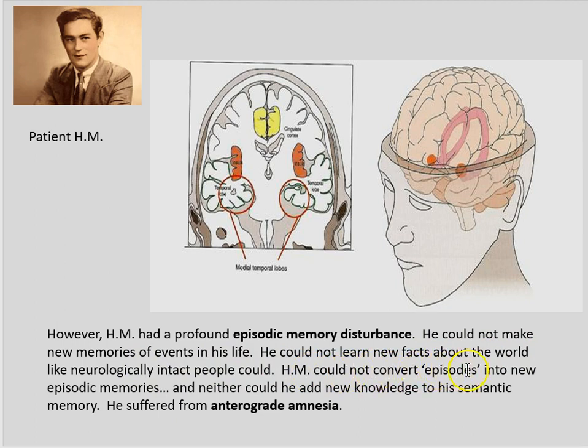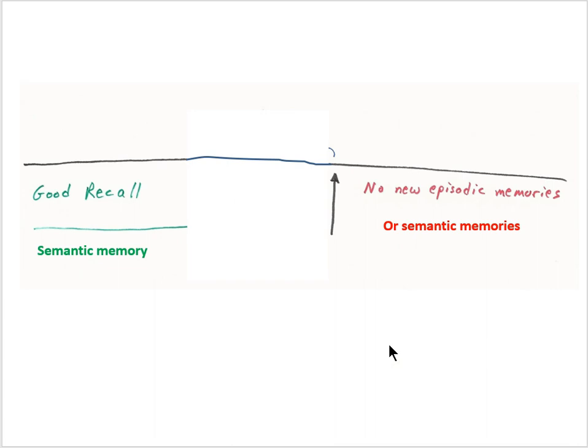He could not convert episodes into new episodic memories, and neither could he add new knowledge to his semantic memory. Scientists refer to that as anterograde amnesia, so he couldn't make new memories. We can display H.M.'s memory disturbance using this diagram. The arrow would indicate the moment that he had the surgery.